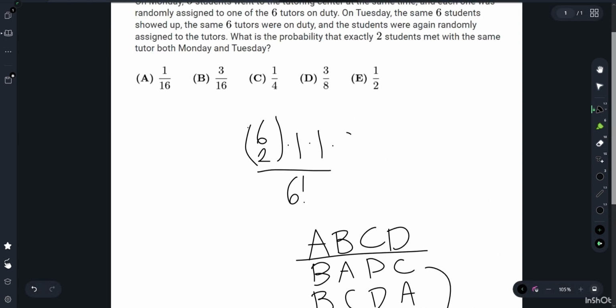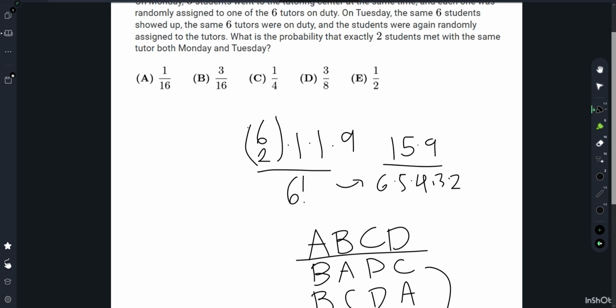So we multiply by 9, and let's figure this out. 6 choose 2 is 15, and 6 factorial is 6 times 5 times 4 times 3 times 2. 15 crosses out with 5 and 3. 9 crosses out with 6. So this gives us 3 over 16 for our final answer.